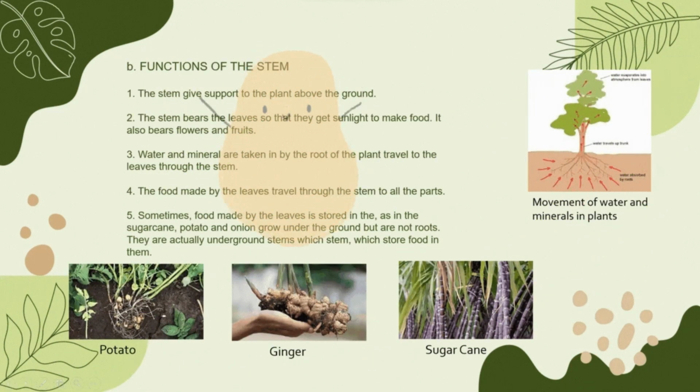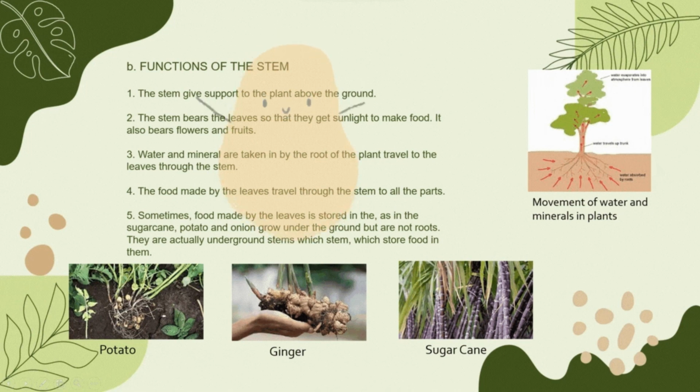Functions of the stem. 1. The stem gives support to the plant above the ground. 2. The stem bears the leaves so that they get sunlight to make food. It also bears flowers and fruits. 3. Water and minerals taken in by the root of the plant travel to the leaves through the stem. 4. The food made by the leaves travels through the stem to all the parts.